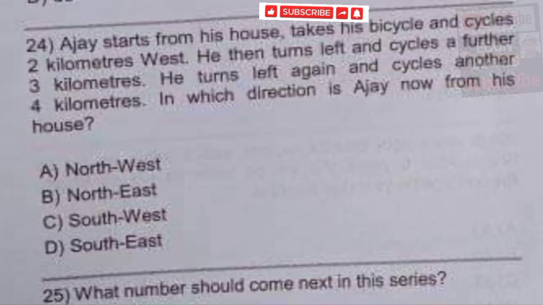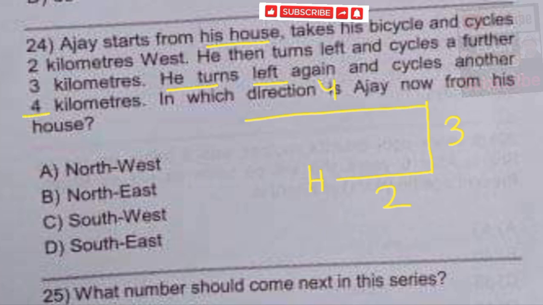Next question is, Ajay starts from his house, let us say H is the house, takes his bicycle and cycles 2 kilometers west. He took 2 kilometers west. He then turns left and cycles a further 3 kilometers. From here, he took 3 kilometers, turning left. He turns left again and cycles another 4 kilometers. He took 4 kilometers. So the question asks in which direction Ajay is now from his house.